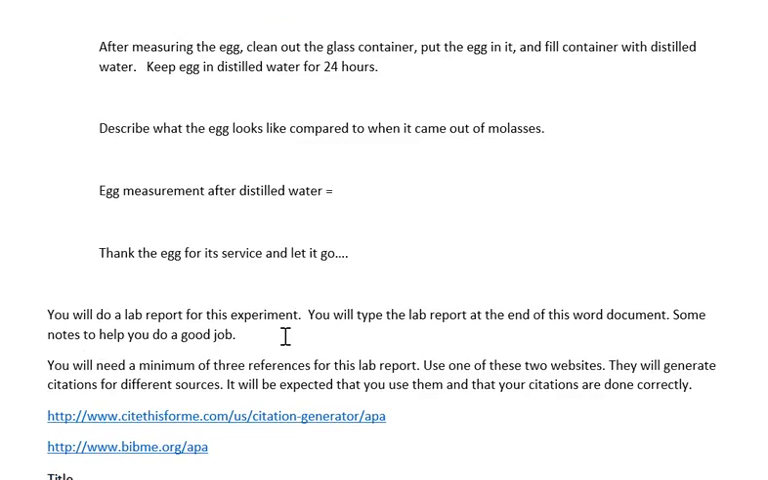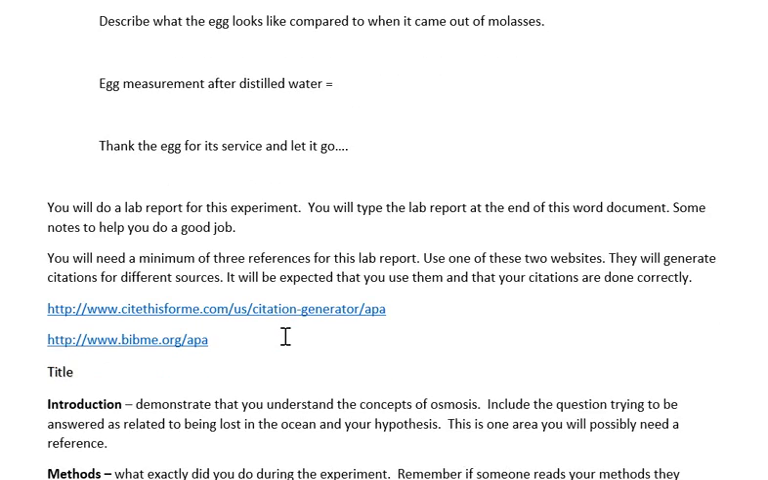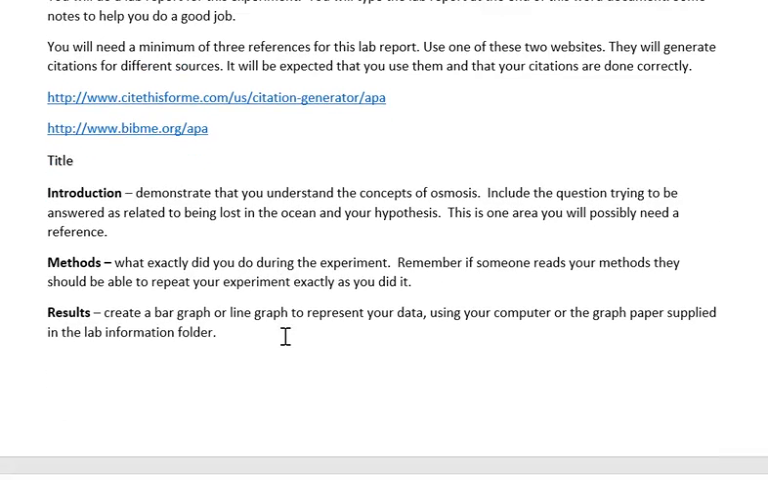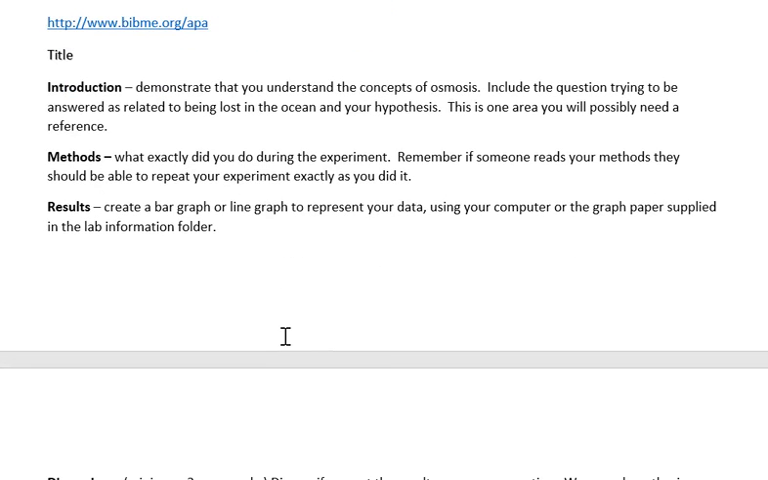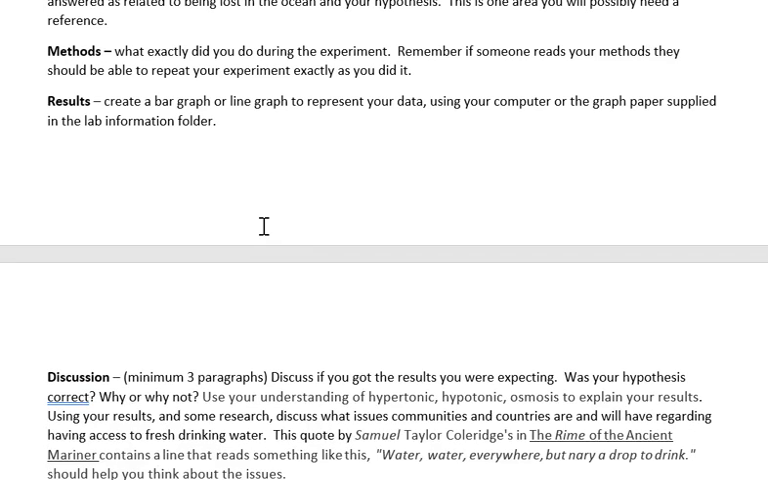And then you're going to go through and you're going to do a lab report. The lab report is going to include the same things the first lab report included: the title, introduction, methods. Do not copy and paste what I've written above. You need to write your own methods. Your result will be a bar or line graph. Again, you'll need to use a computer to do that, or a piece of graph paper off the lab information page, and then scan it or take a picture and put it in your results section.